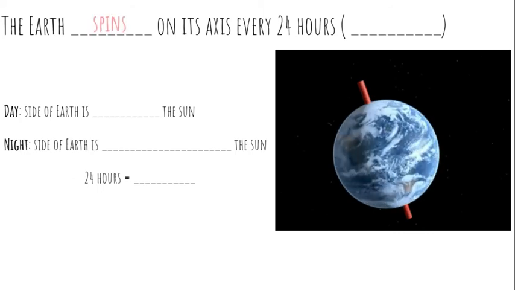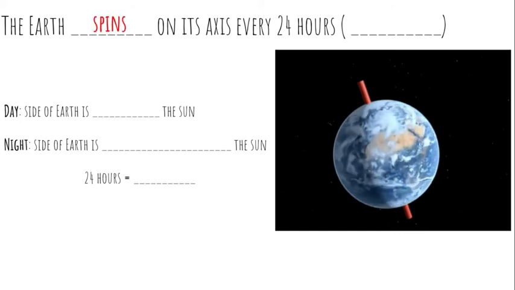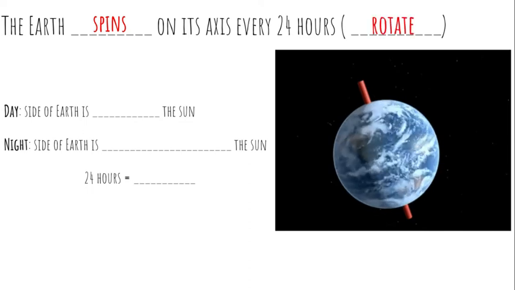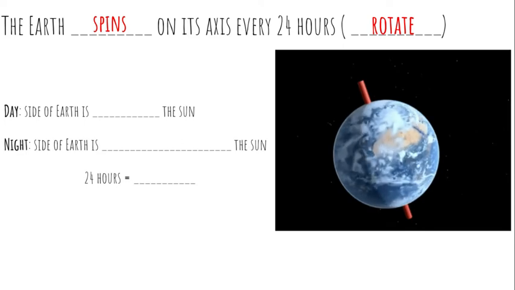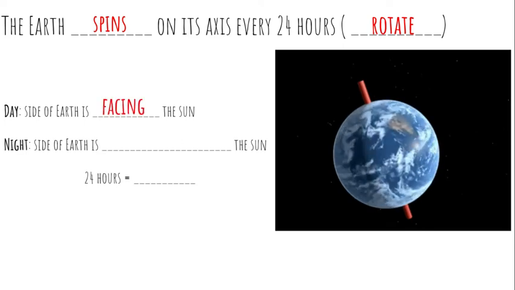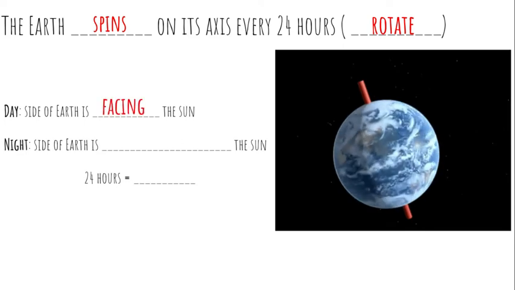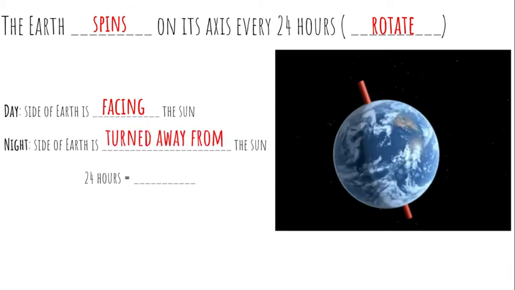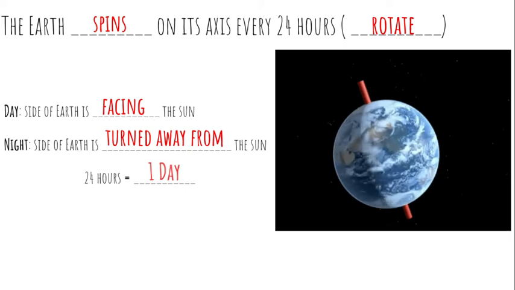Remember that the Earth spins on its axis every 24 hours, and we call that rotating. A day is when the side of Earth is facing the sun. And night is when our side of Earth is turned away from the sun. 24 hours equals 1 day.